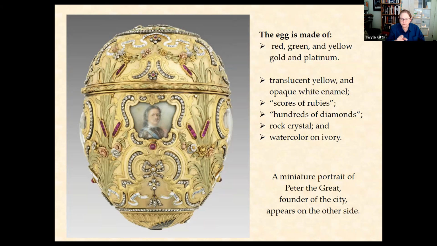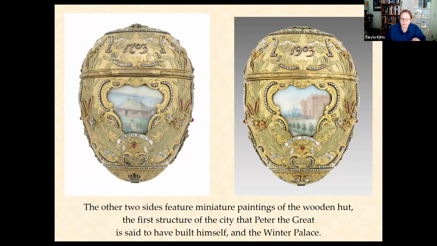The bulrushes are sort of a biblical symbol of the River Jordan, and the Russians sort of associated the River Neva, which is in St. Petersburg, with the River Jordan as well. The other two sides feature miniature paintings of the wooden hut, the first structure of the city that Peter the Great is said to have built with his very own hands, and then the Winter Palace, which today is the Hermitage. And they painted it sort of a green now, so you might not recognize it in that little watercolor there.